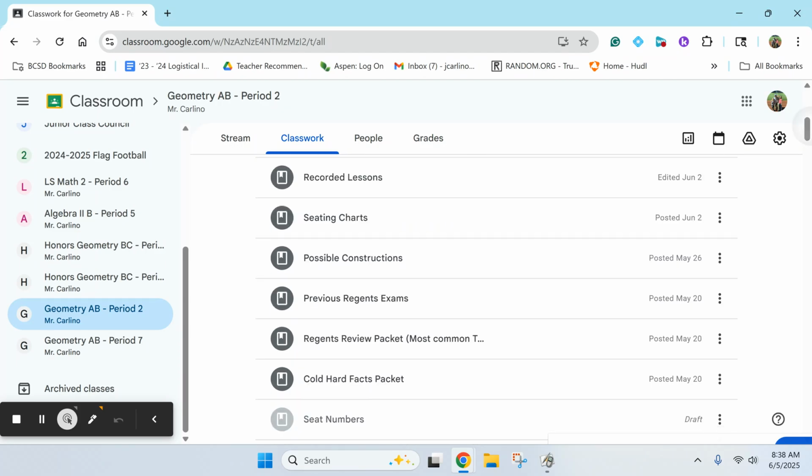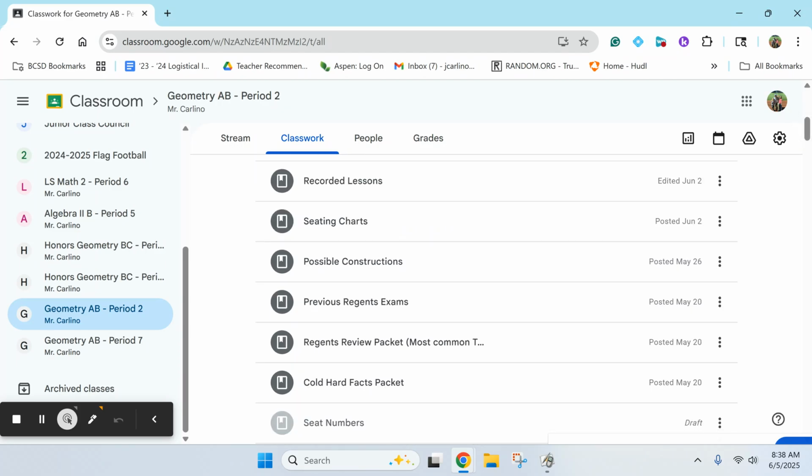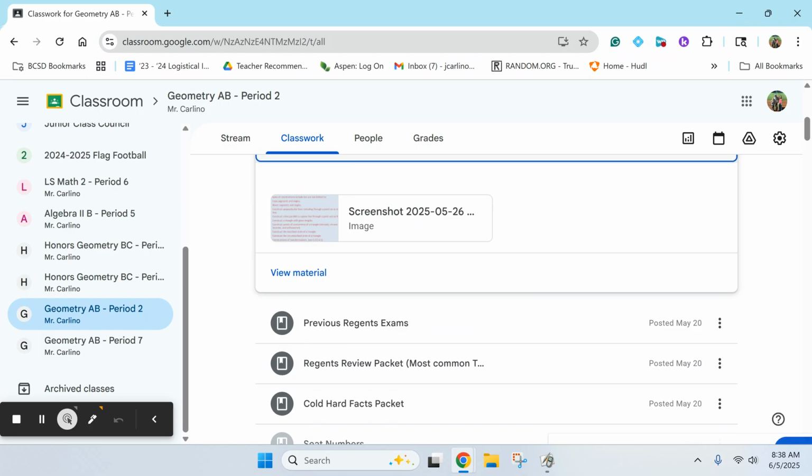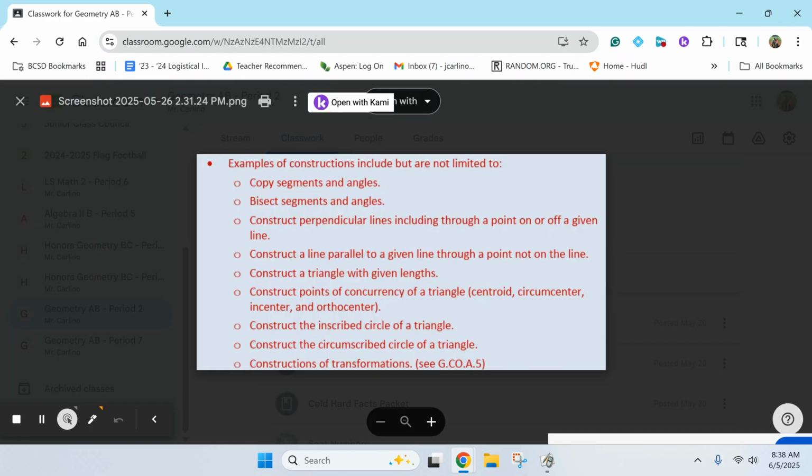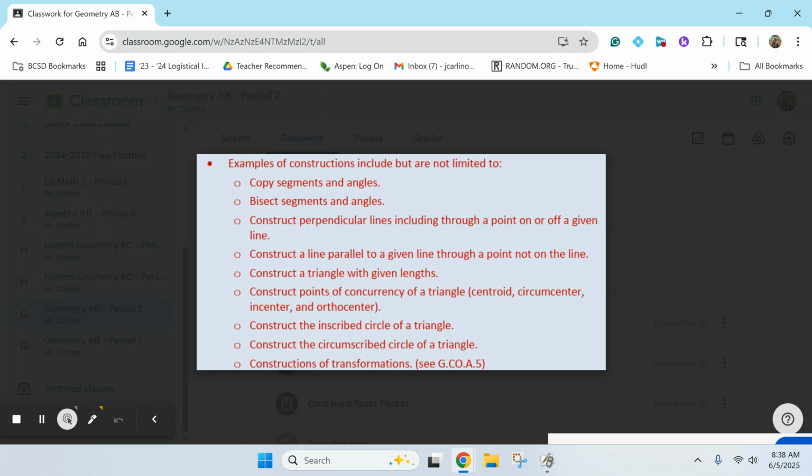So what I did for you to at least narrow stuff down, up on Classroom, I ripped this off the state website, is a list of possible constructions that you should be able to do. If you want to do any of those constructions, you know where I am.